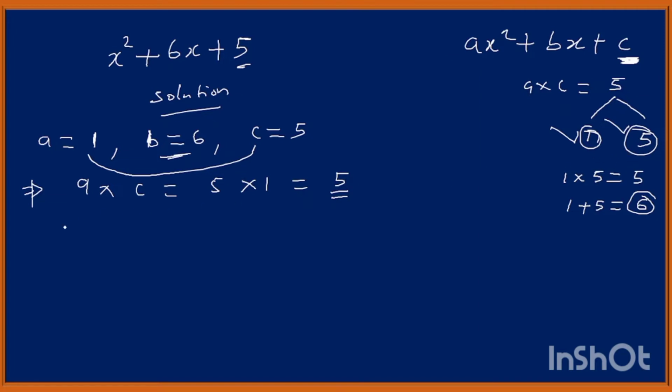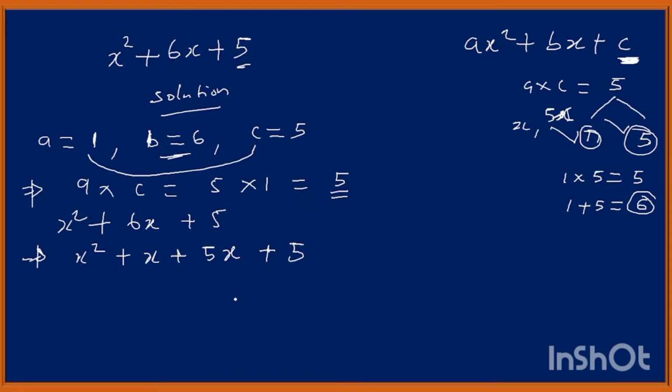Now, what do I mean? We have x squared plus 6x plus 5. In place of 6x, we are going to put in 1 and 5, that is x and 5x. So in place of 6x, we are going to put in x and 5x. So we are going to have x squared plus x plus 5x, then plus the third term there, which is 5. So now, we are doing factorization by grouping. So we're going to group this together.